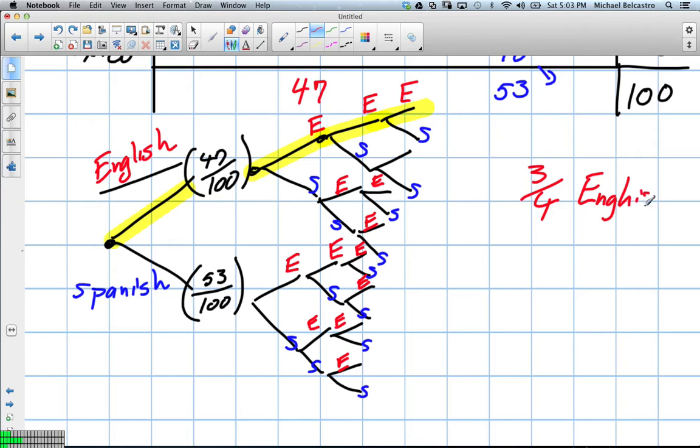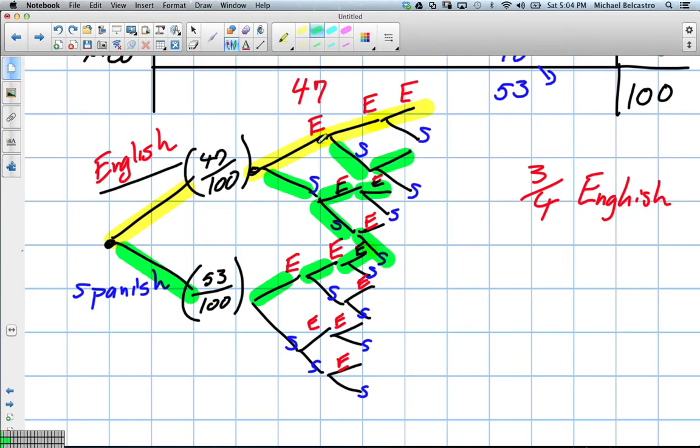There are many different routes to this. 3 out of 4 speak English. Well, we could have got 1 English guy first and then gone Spanish, Spanish, Spanish. We could have got the Spanish guy first and then gone English, English, English. We could have got the English guy first, then Spanish, then English, English. We could have gone English guy, Spanish guy, English guy.